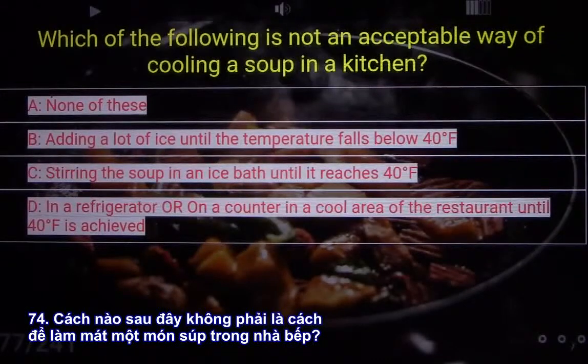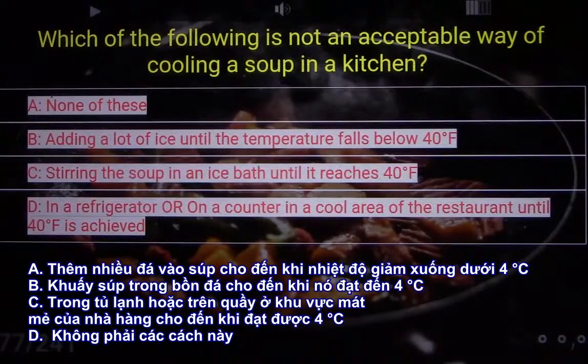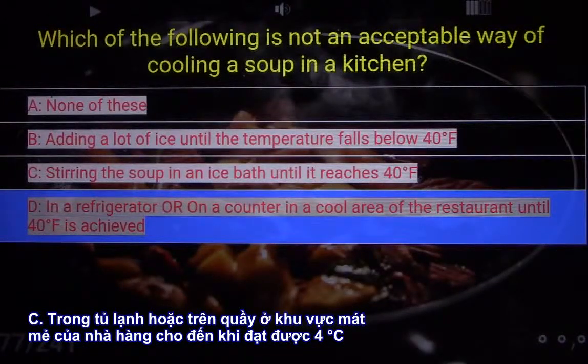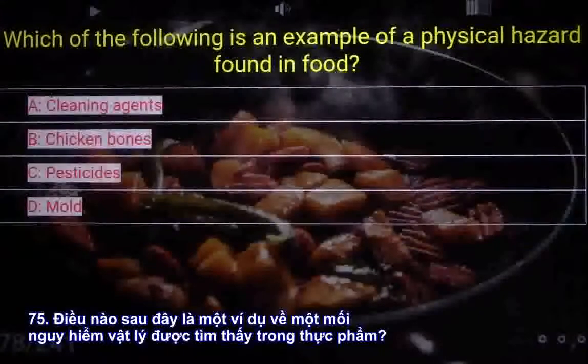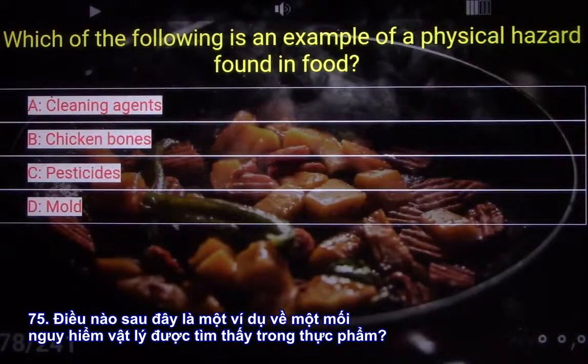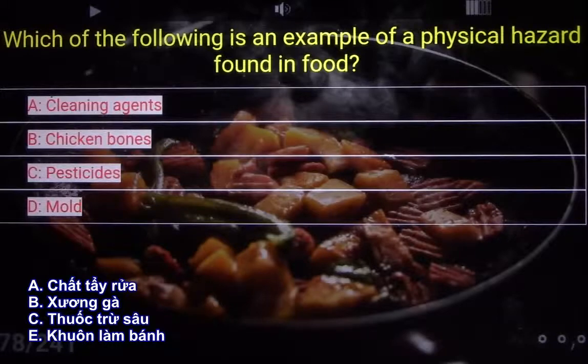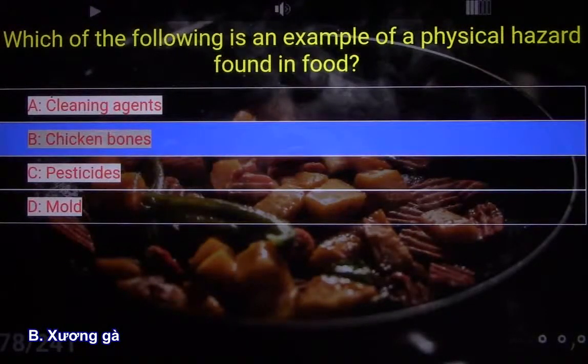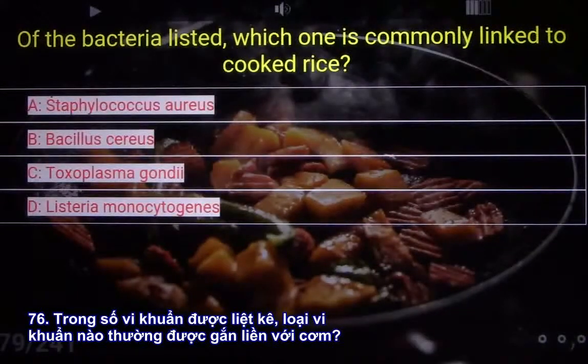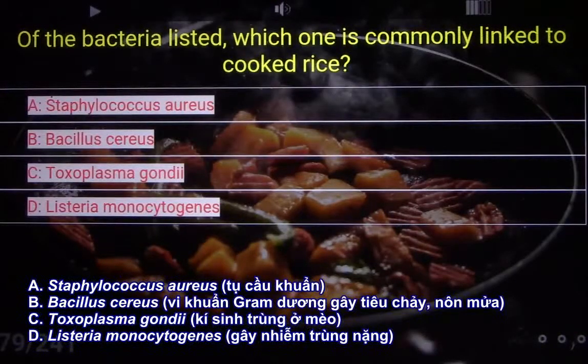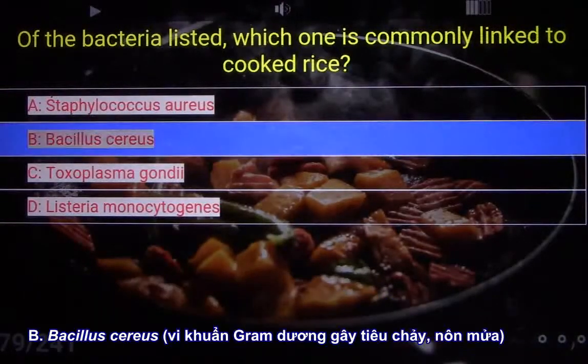Which of the following is not an acceptable way of cooling a soup in a kitchen? D. In a refrigerator or on a counter in a cool area of the restaurant until 40 degrees Fahrenheit is achieved. Which of the following is an example of a physical hazard found in food? B. Chicken bones. Of the bacteria listed, which one is commonly linked to cooked rice? B. Bacillus cereus.